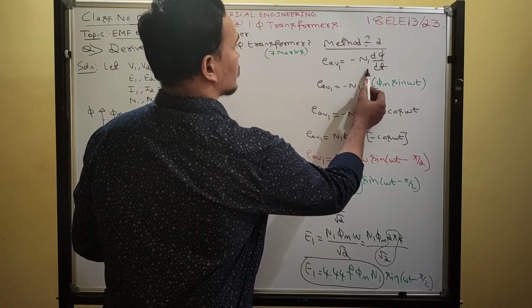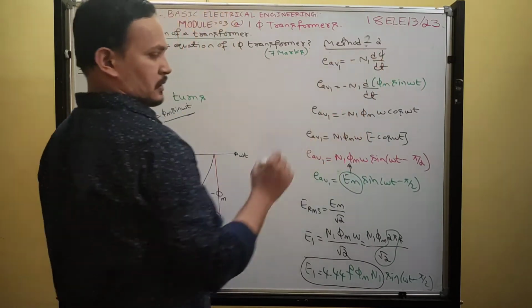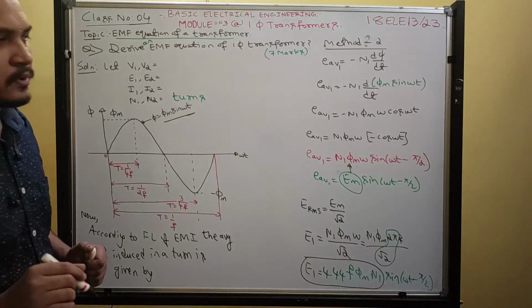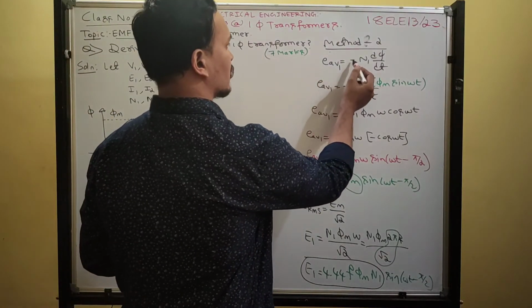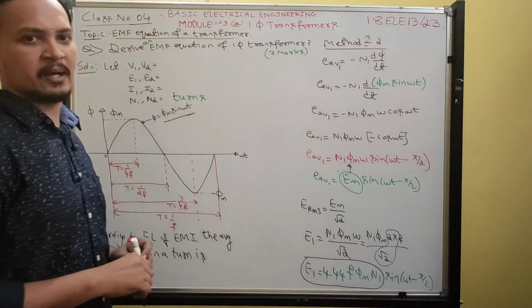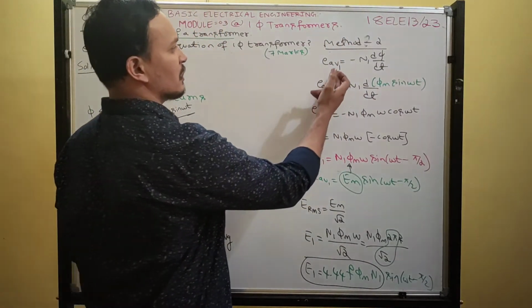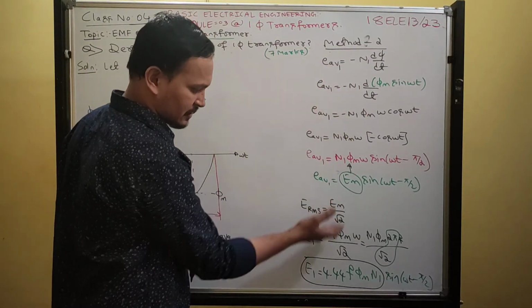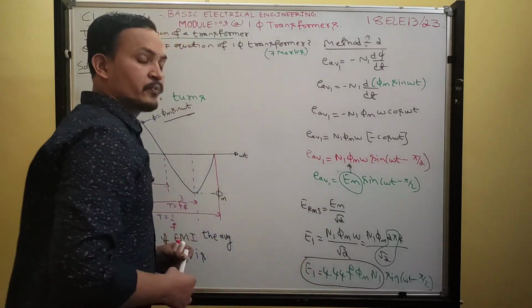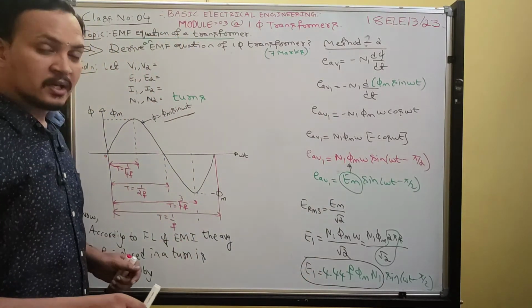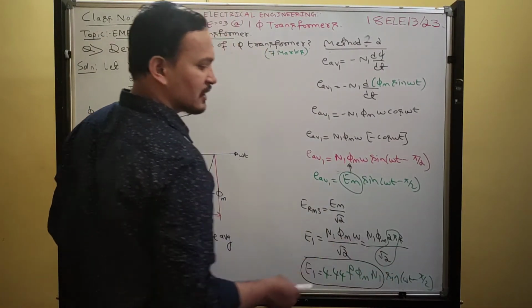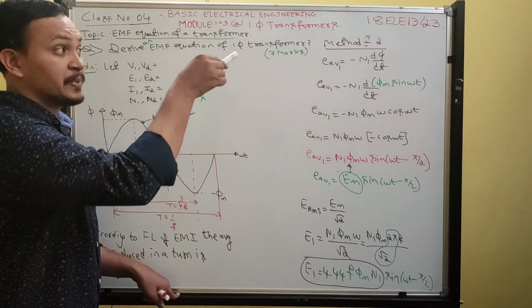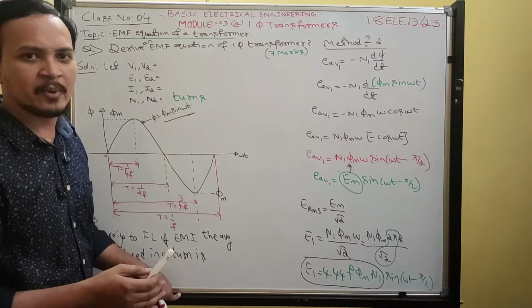But before writing this, the average EMF induced in a conductor according to Lenz's law is given by EAV1 is equal to minus N1 d phi by dt. Same thing I can derive for EAV2, minus N2 d phi by dt. Everything is the same. You will get E2 is equal to 4.44 f phi m N2. Why this sin omega t minus pi by 2? With respect to flux, the induced voltage lags by 90 degrees.